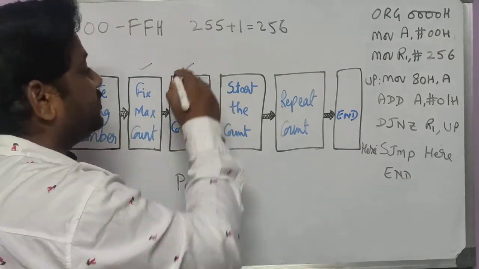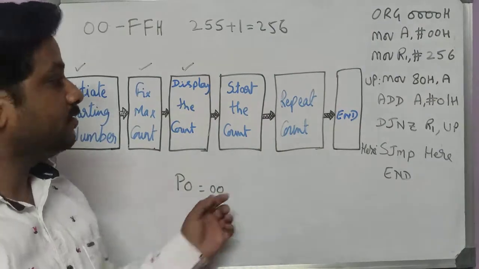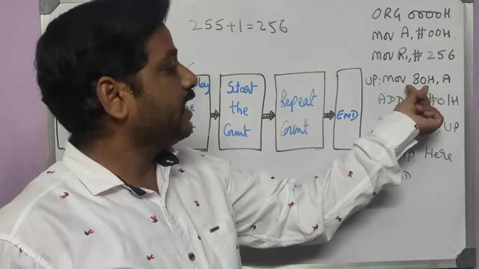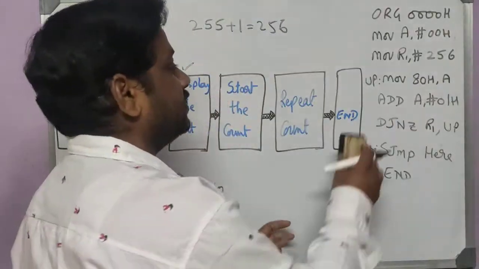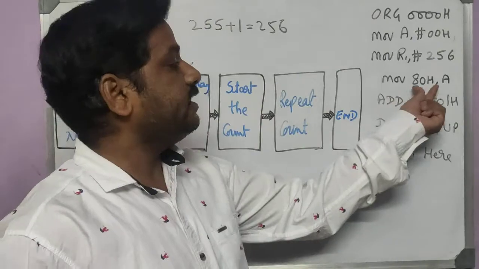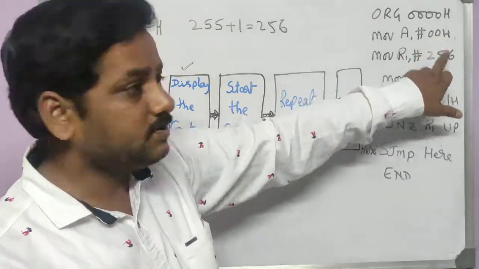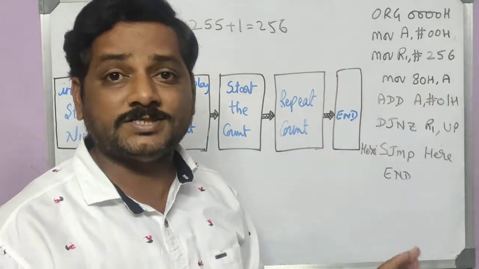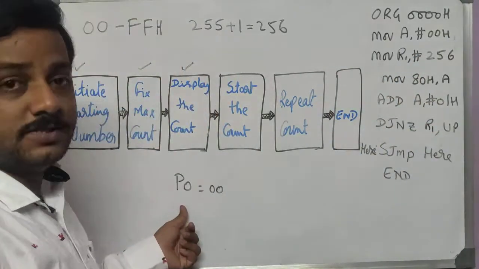This can be achieved by just moving the content of the accumulator into port 0. So that's what we have written here: MOV 80H, A. Here I have written a label; let me erase it right now. Later you will come to know what it is. MOV 80H, A means what we have in A, the initial count 00, is given to 80H. What is 80H here actually? It is the address of port 0.